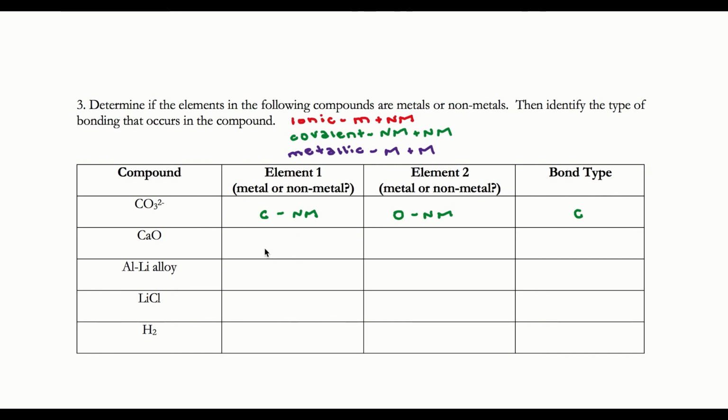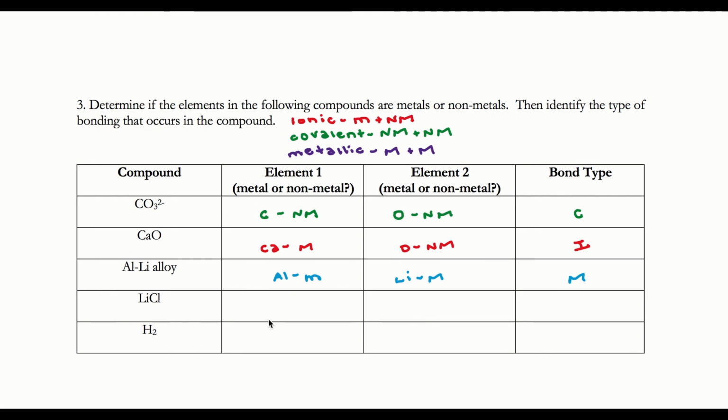Calcium and oxygen. Well, calcium is to the left of the staircase, so it is going to be a metal, while oxygen is to the right, making it a nonmetal. So if you have a metal and a nonmetal, you're going to have an ionic bond. Okay? Aluminum and lithium, an alloy. So that is a mixture. Aluminum is a metal because it is to the left of the staircase. Lithium is also a metal. So in this case, this is going to be metallic bonding. It's going to have a sea of free electrons.